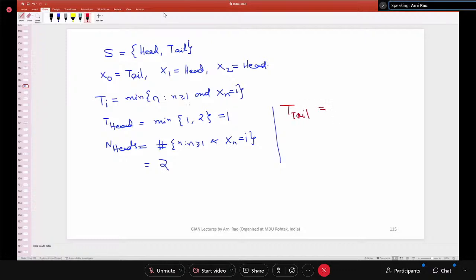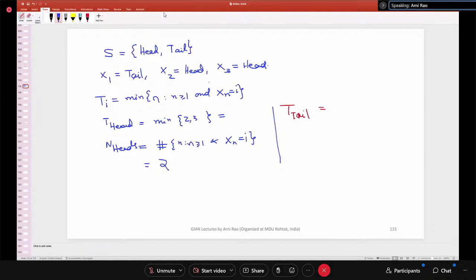T of tail is, okay, here's some adjustment in the notation. Let me change that to 1, 2, 3 instead of 0, 1, 2, because I start from n. Anything is fine, just notation only. 1, 2, 3. And then these would be 2 comma 3. So T head is 2. Yeah, N head would not change. So T head is 2.